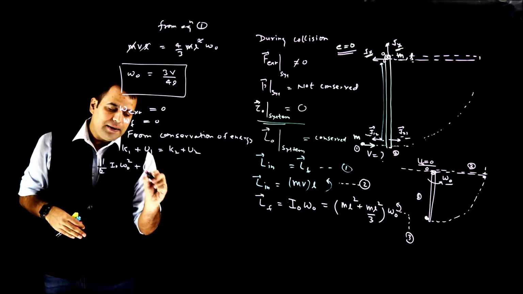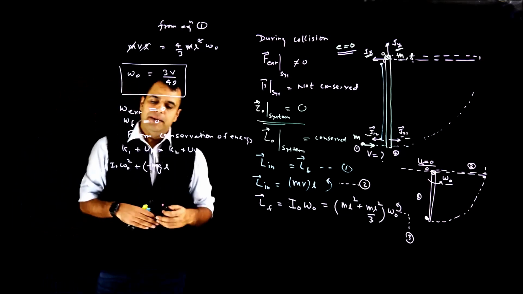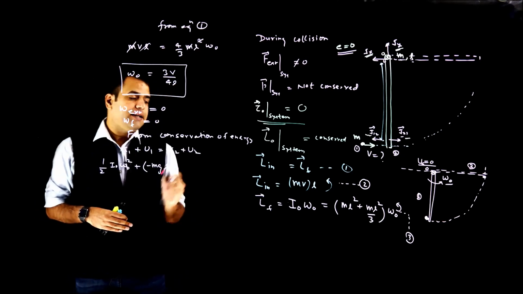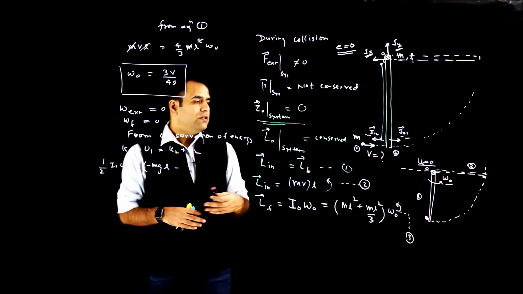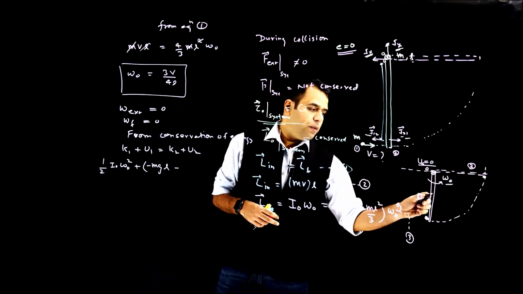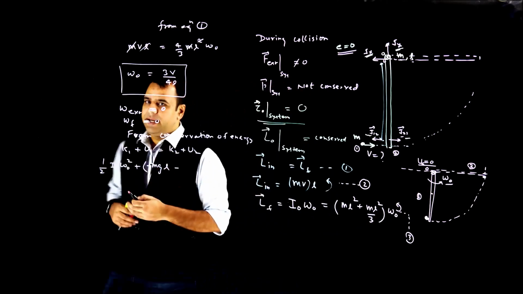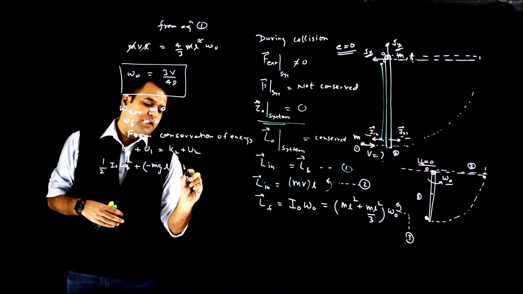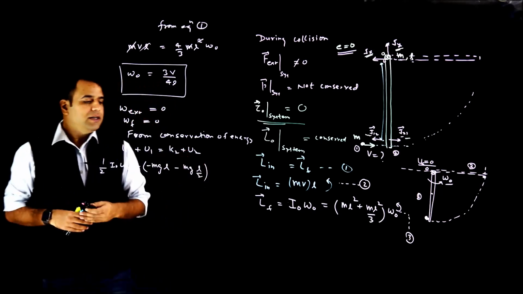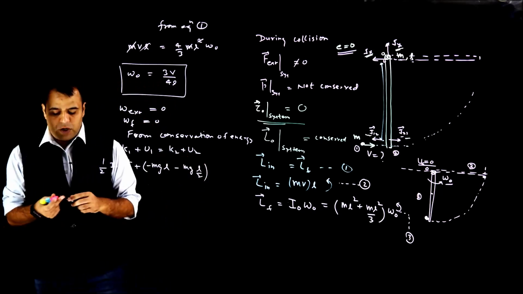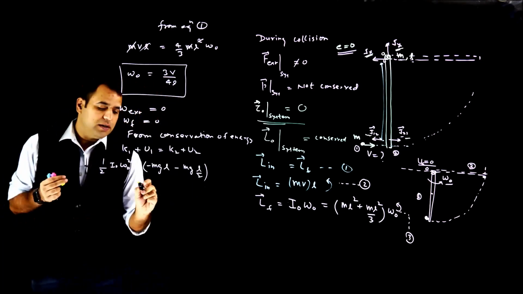So I'll write the minus mgl. That is the gravitational potential energy of the point mass. Then again, we have to calculate the gravitational potential energy of the rod also. The center of mass of the rod will be at this point, which is at a distance L by 2. So I'll again take the minus there: minus of mg L by 2. So that becomes the gravitational potential energy of the system at state 1.